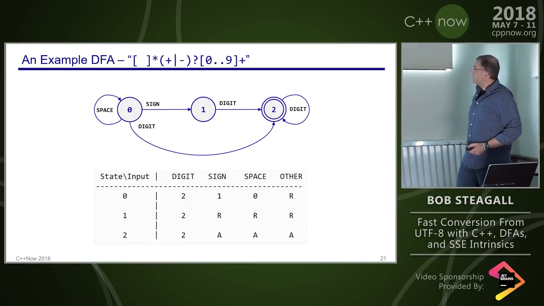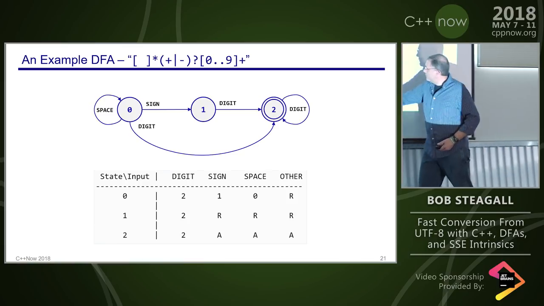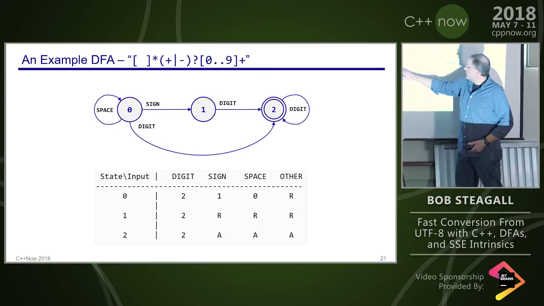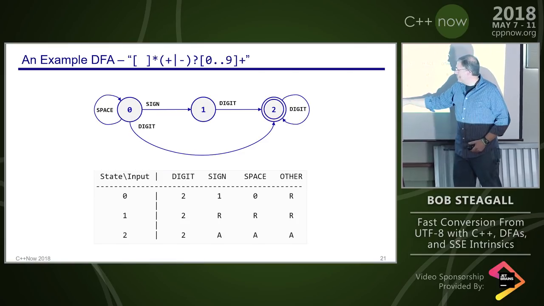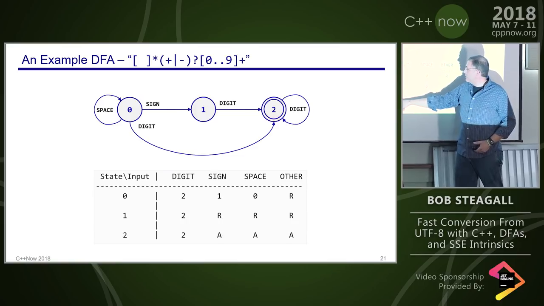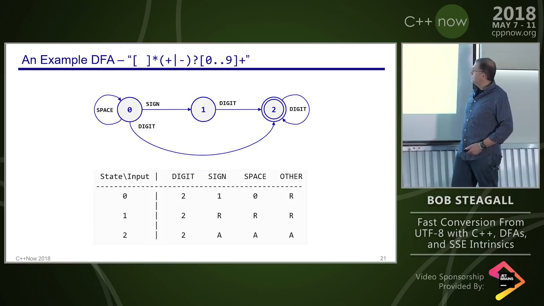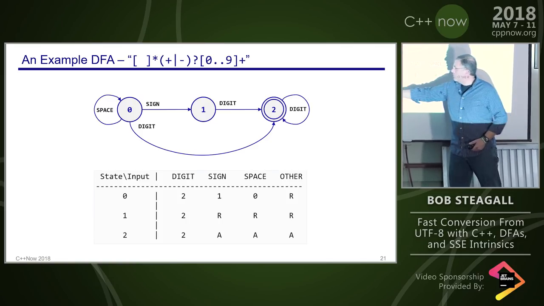And how would I represent this in a program? Well, typically with a table. I have some states and I have inputs. So if I'm in state 0 and I get a digit, I can jump to state 2. If I'm in state 2, as long as I keep getting digits, I stay in state 2. If I get anything else, I can accept. If I'm in state 0 and I get a sign, I jump to state 1.